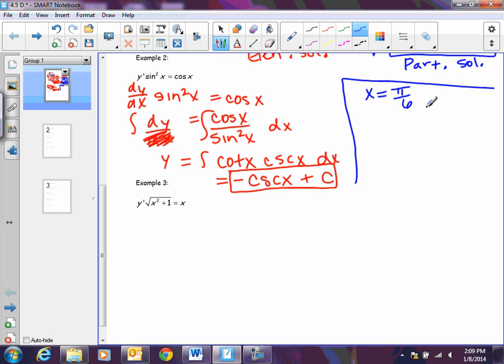Okay, so I'm going to say let x equals pi over 6 and let y equals 0. So it's not a whole lot more, but it's just one more step. So I got to plug it in. Got to plug pi over 6 in for x, and I got to plug 0 in for y. In other words, let the whole thing equal y. And your goal here is to find c.